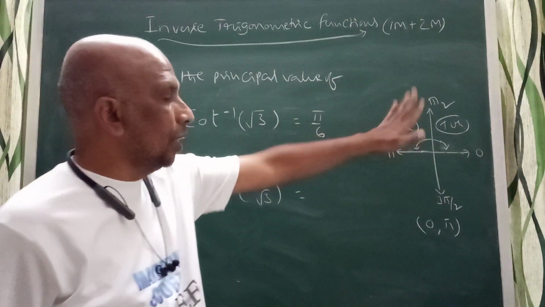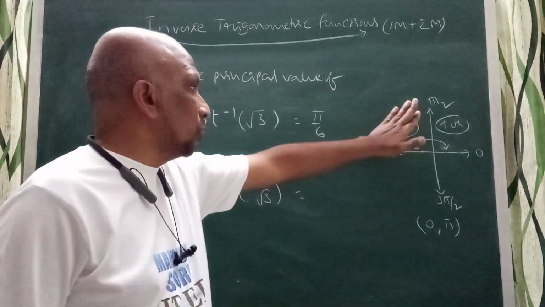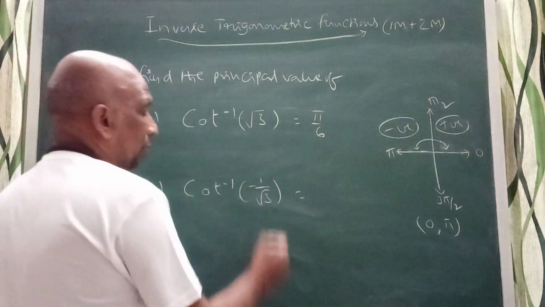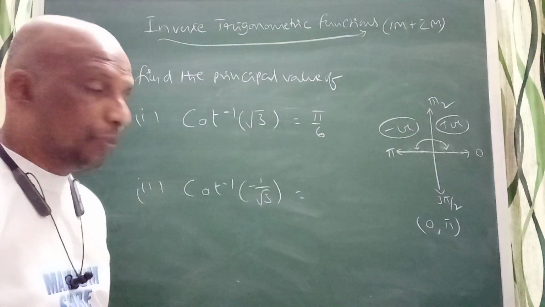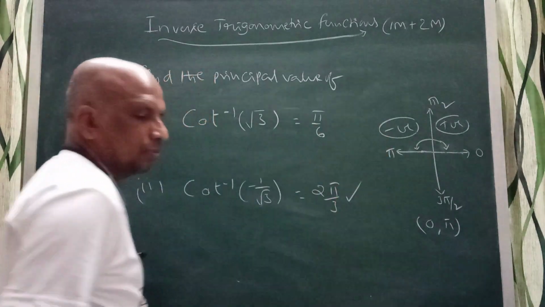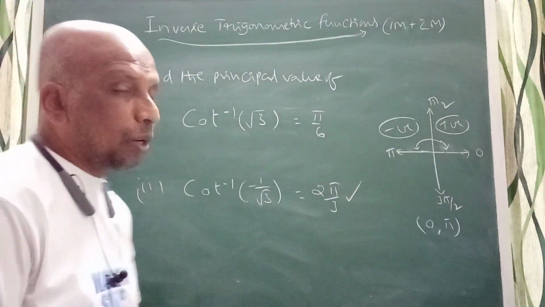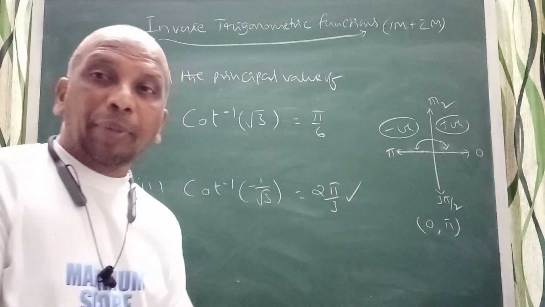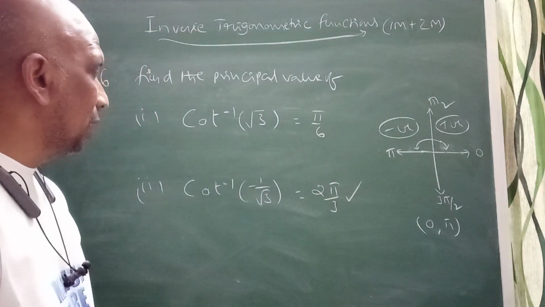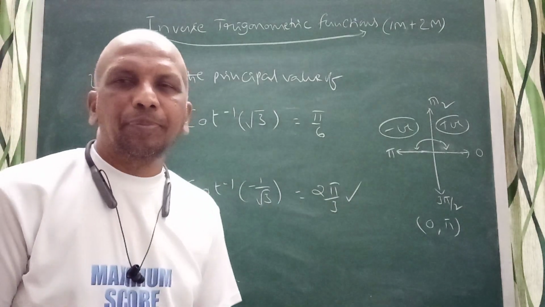Next, cot inverse of minus 1 by root 3 is negative. The angle should lie between 0 to pi, and negative means you should get it in the second quadrant. So cot inverse of minus 1 by root 3 is pi minus pi by 3, which is 2 pi by 3. If you want, you can use the formula cot inverse of minus x is pi minus cot inverse x. Pi minus pi by 3 gives 2 pi by 3. The answer is 2 pi by 3.